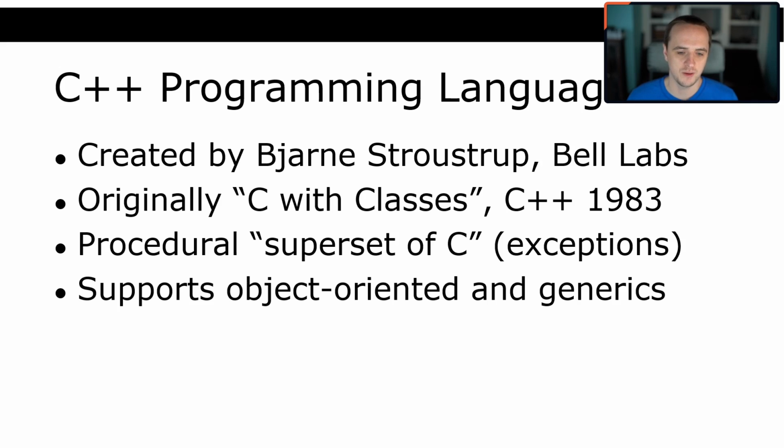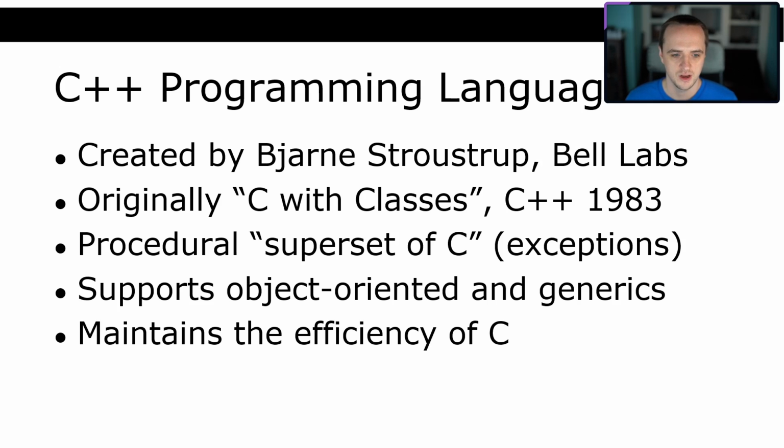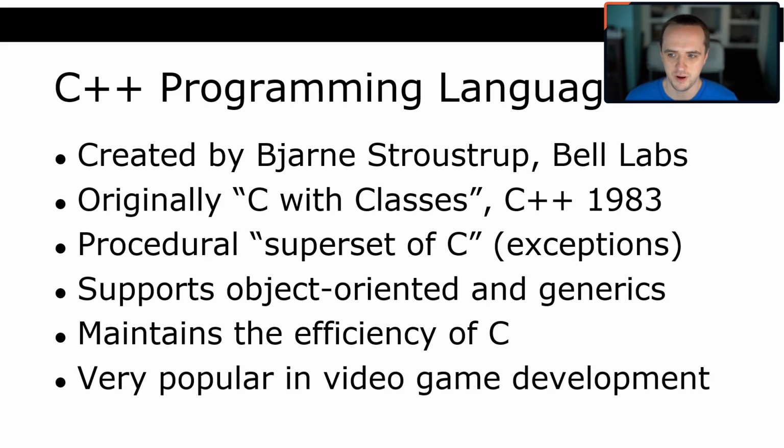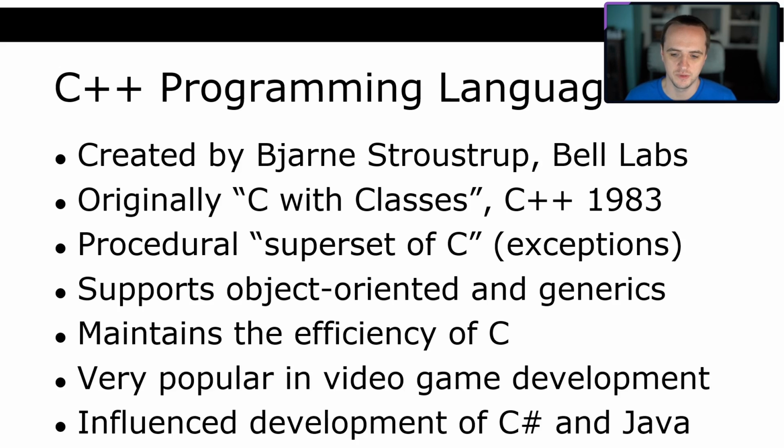C++ supports object-oriented programming, so it has full polymorphism and objects and classes. And it also supports generics in the form of templates, but we will not be getting into templates in this course. It maintains the efficiency of C if you're careful. And it's very, very popular in video game development because it has object-oriented features, it has generics, and it's very fast, which makes it a great language for programming video games. And C++ heavily influenced the development of other languages such as C# and Java. So if you know those languages, some things in C++ will be very familiar to you.